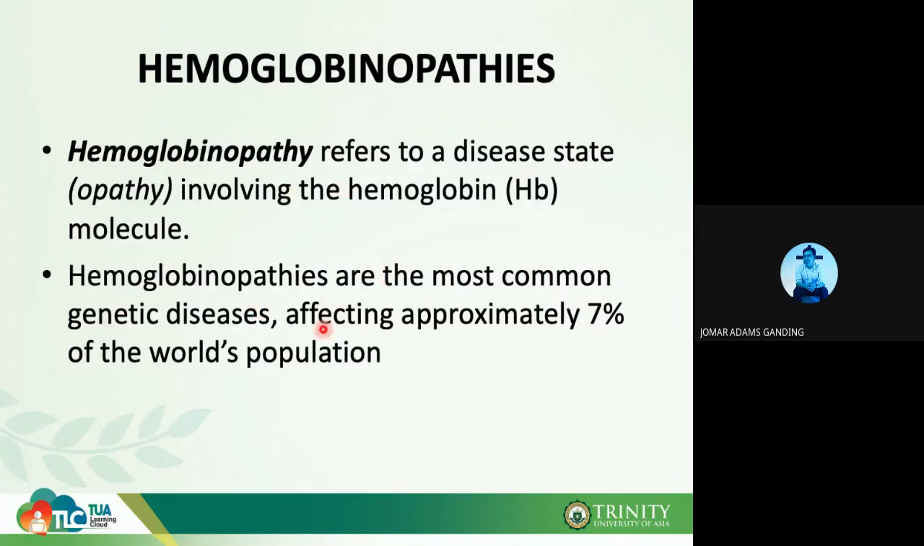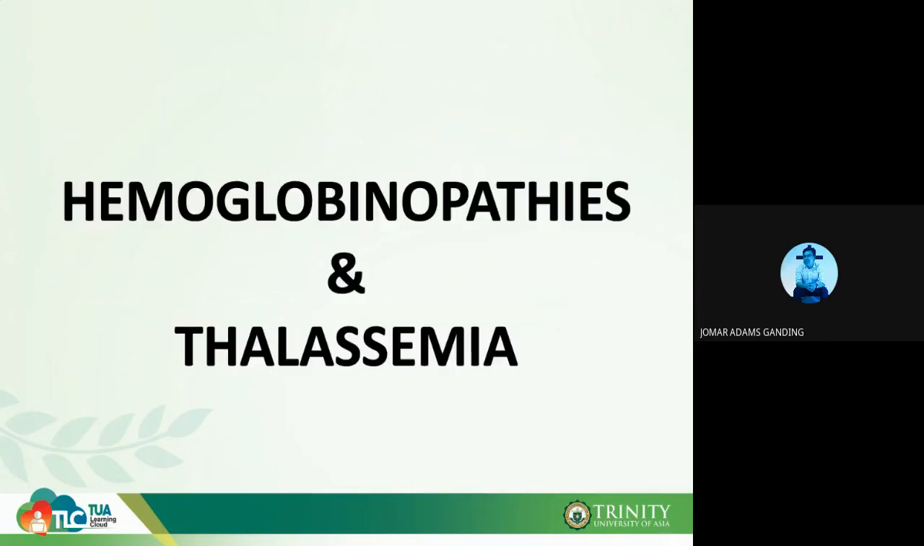Hemoglobinopathies are the most common genetic disease, affecting approximately 7% of the world's population. Okay? So for this morning, I will only be discussing hemoglobinopathies, but it is only right for me to differentiate hemoglobinopathies and thalassemia, because later on you might be confused with these two terms. To be specific, thalassemia is actually considered a hemoglobinopathy as well. Okay? It is also a hemoglobinopathy.